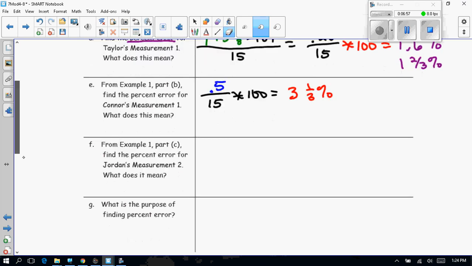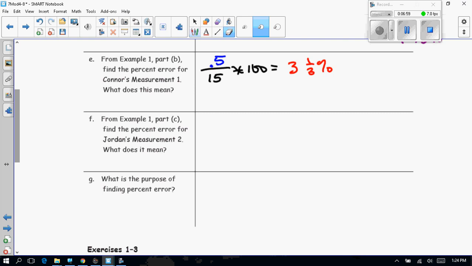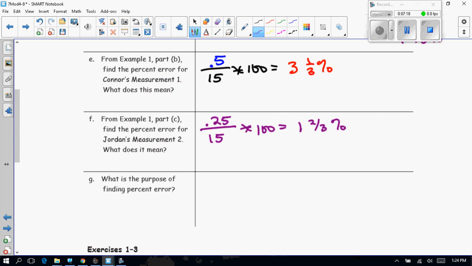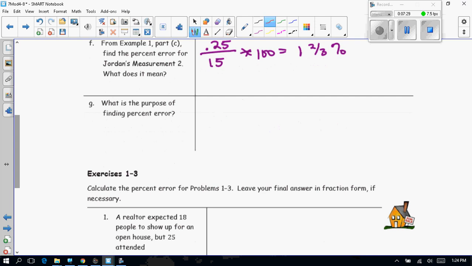Okay, letter F. We're going to again get a hold of the information from the other page in which we are talking about Jordan's measurement 2. Jordan was off by 0.25. Granted, she was too small, but it doesn't matter. Divide that by 15, multiply by 100, and we get 1 2/3%. So finding the percent error tells you how big your error is compared to the true value. That's kind of important to know. It's going to help us.